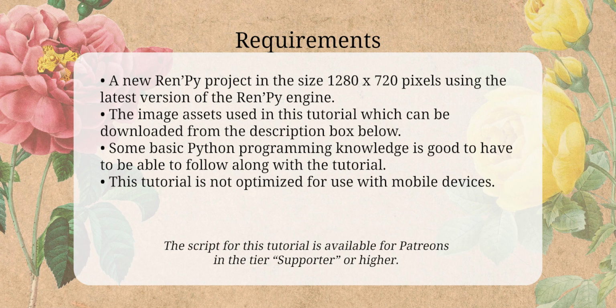To follow along with the tutorial, you're going to need a new Ren'Py project in the size 1280 x 720 pixels using the latest version of the Ren'Py engine. You are also going to need the image assets used in this tutorial, which you can download from the description box below. It is also good if you have at least some basic Python programming knowledge to understand the coding a little bit better, but you might still find the tutorial interesting and useful either way.